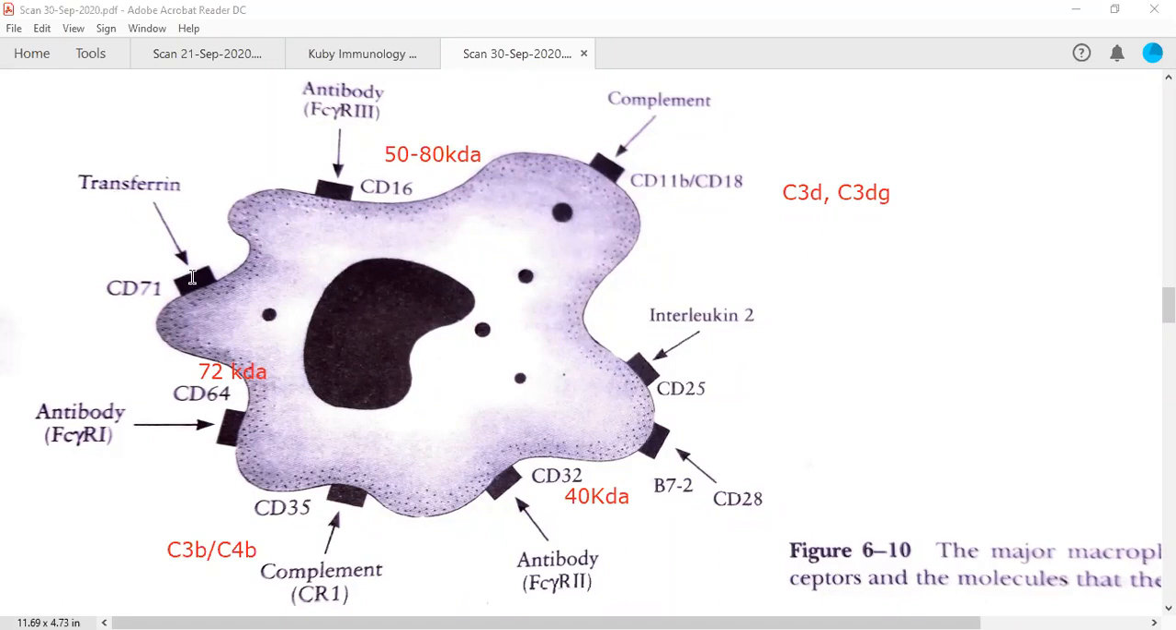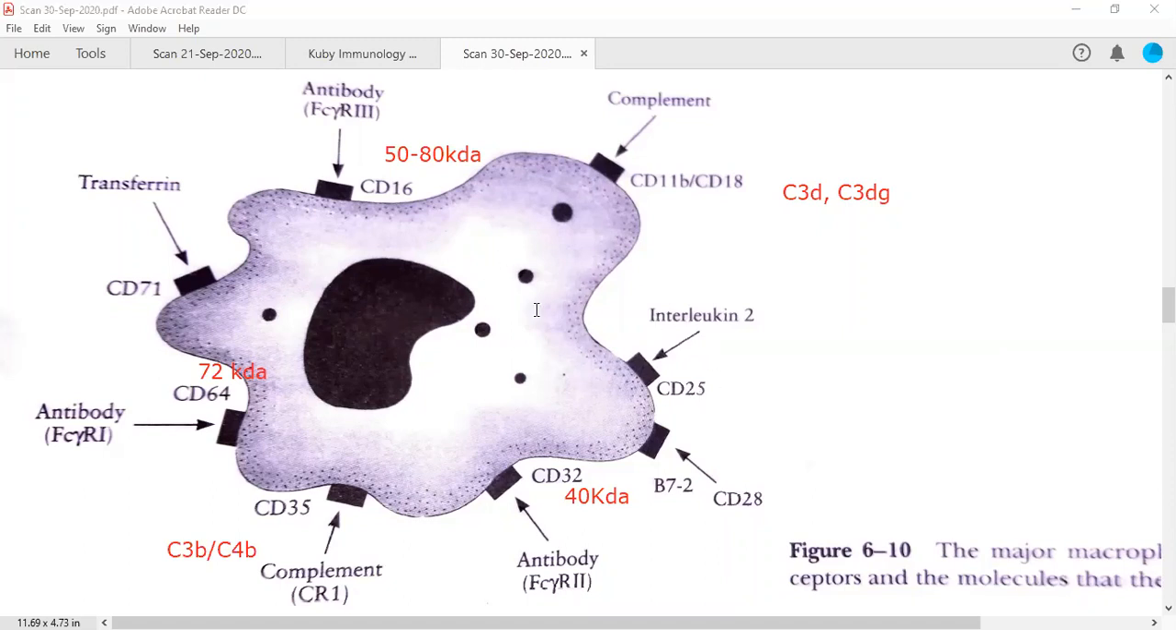Also, they have CD71 for transferrin. They have this B7 receptor. This is very important. I will discuss this B7 too, which will bind with CD28 whenever we have a major class 2 antigen presentation. I will tell you how this B7 and CD28 interaction is important, right? This B7 and CD28 interaction is also important whenever antigen presentation is taking place.